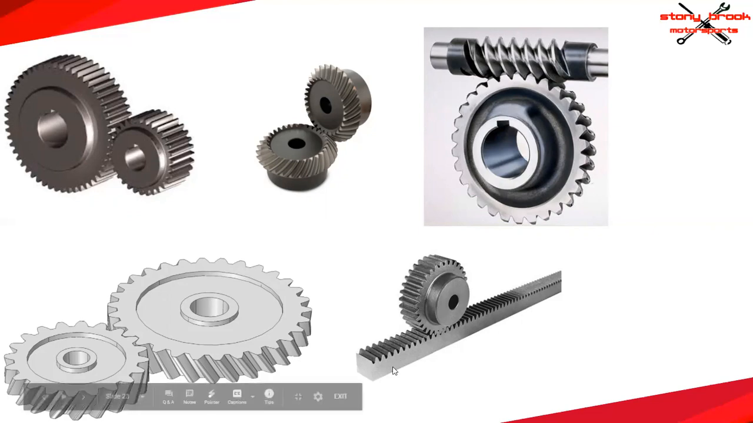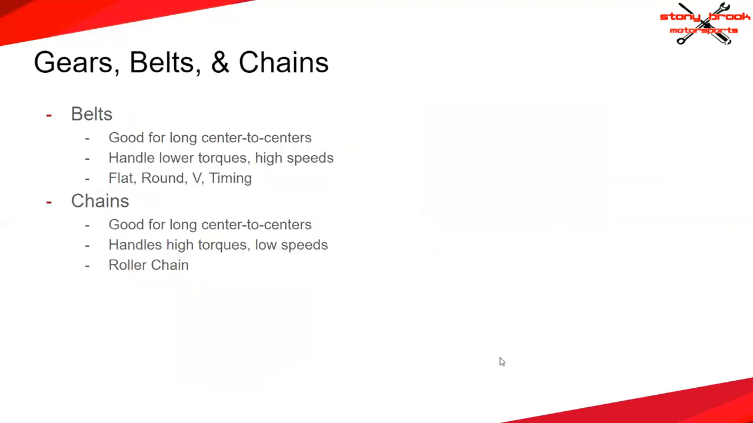You can see the square rack here. It's moving back and forth, left and right, which changes the rotation to linear movement.